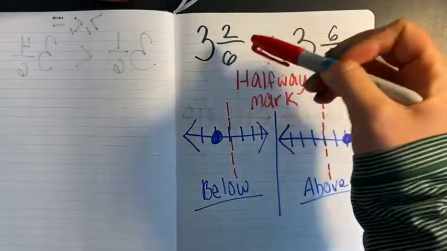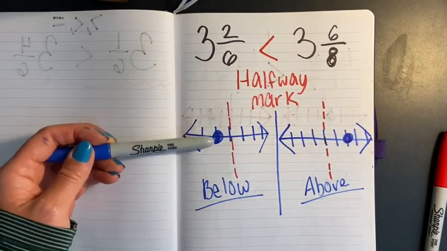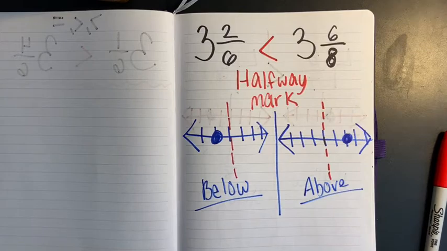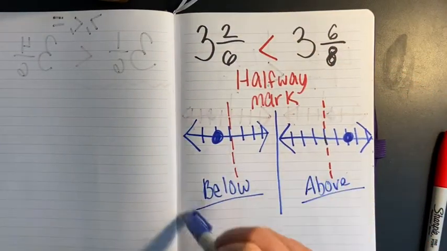However, our fraction 2/6 falls right here. So I put a blue dot on the 2 line. And I see that 2/6 is going to be less than 3/6, which means it's below the halfway mark.